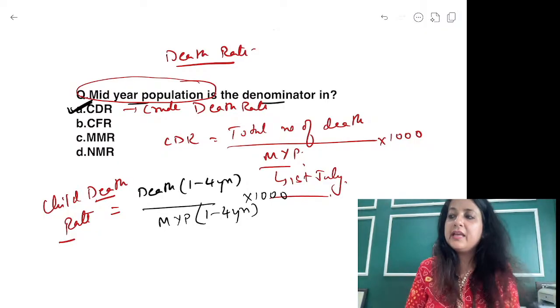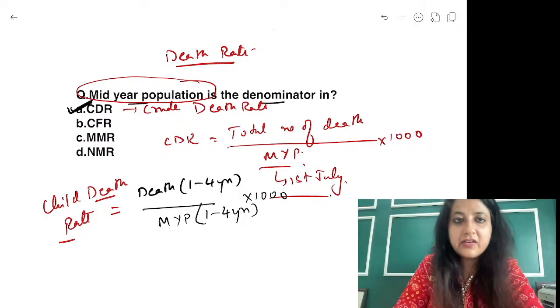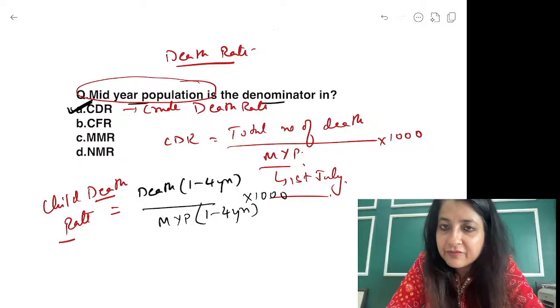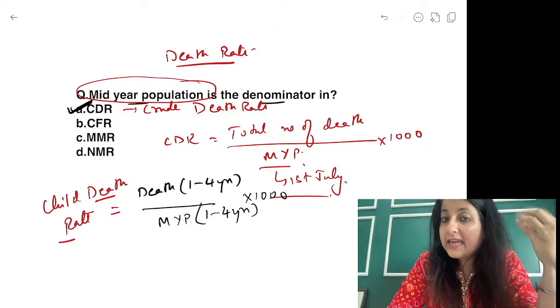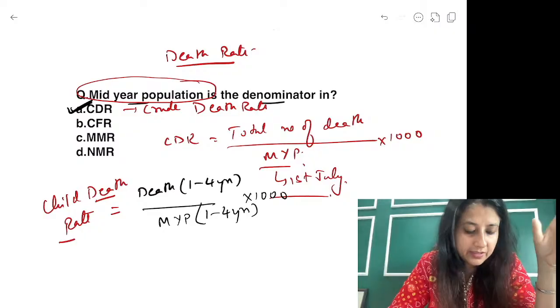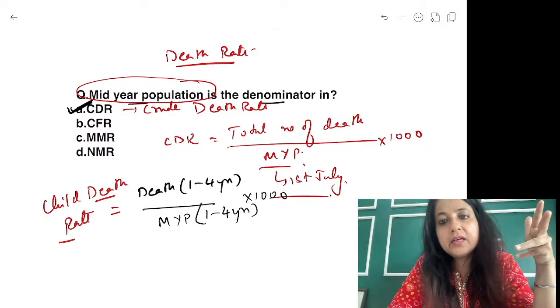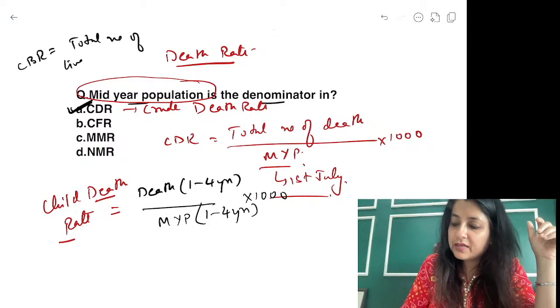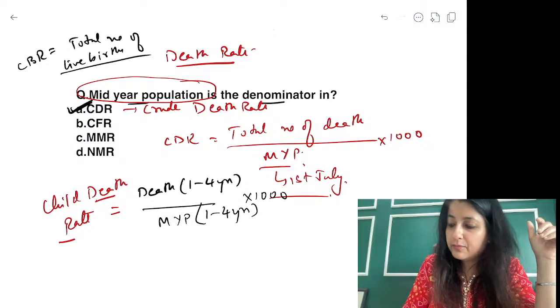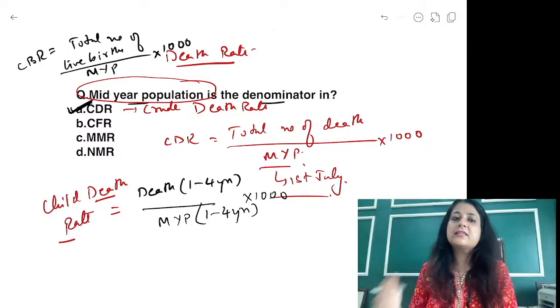Moral of the story, wherever you see death rate, your denominator will not be live births, will not be total population, will not be anything else. It's just going to be mid-year population. Give me a thumbs up everyone. Okay? Crude birth rate also has mid-year population. Crude birth rate is total number of live births per 1000 mid-year population.